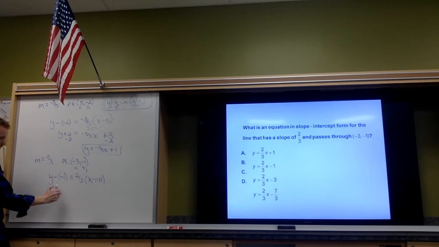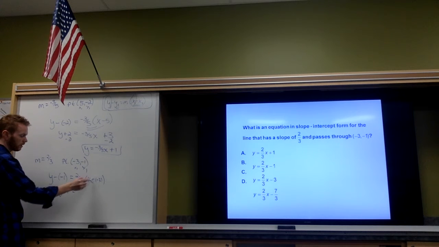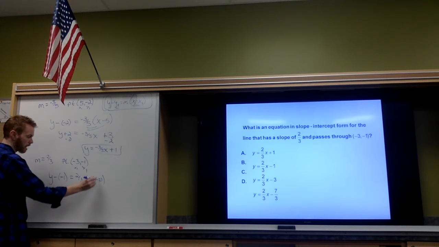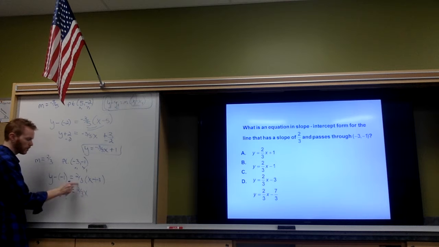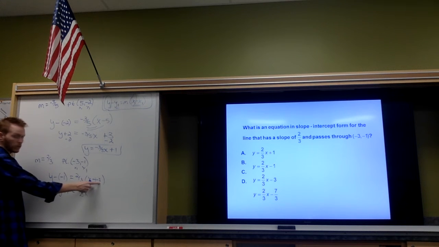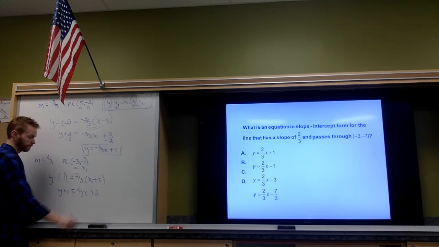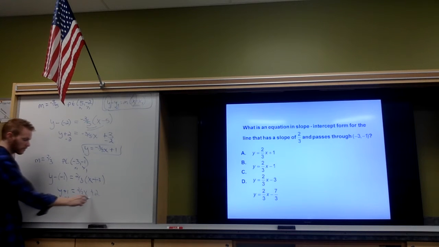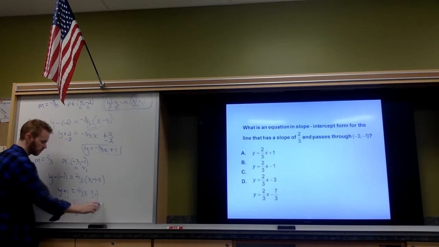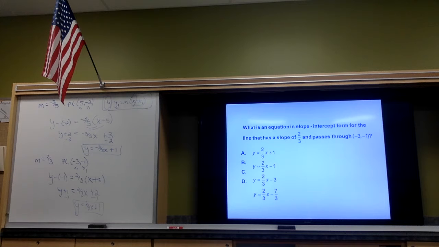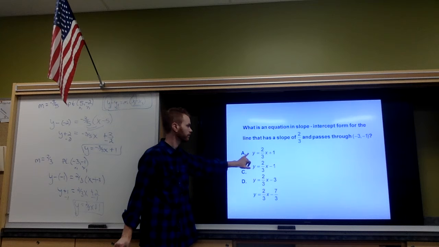Now let's clean it up. So this will be y plus 1. Over here, negatives make it a positive, right? This is a positive 3, so I'm going to put a positive there. There we go. 2/3 times x is 2/3 x. 2/3 times 3, well, 2 times 3 is 6, divided by 3 is 2. Last step, subtract 1 from both sides. So y equals 2/3 x plus 1. That's my final answer. Let's see, which one is that? It'd be A. A's the one.